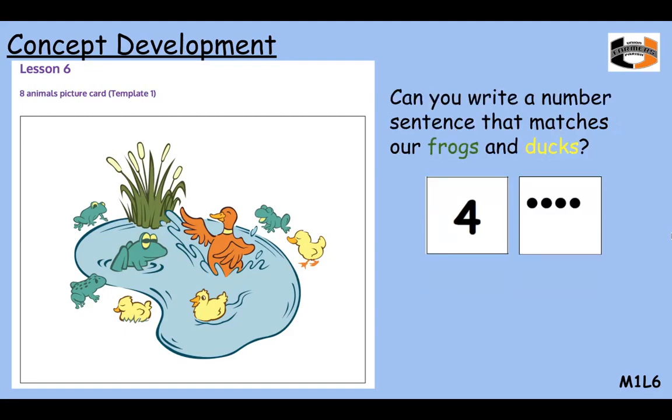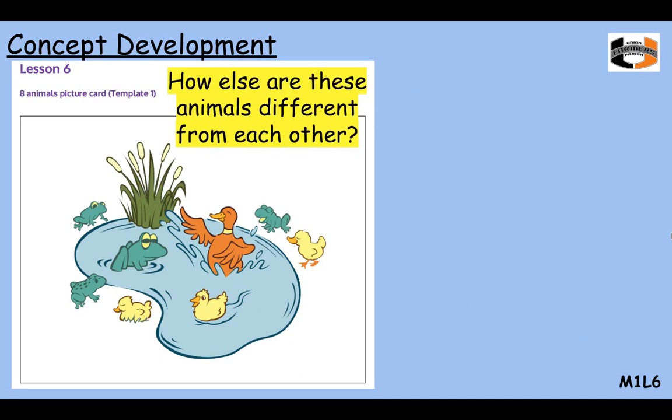Can you write a number sentence that matches our frogs and ducks? Four plus 4 equals 8. How else are these animals different from each other? Can you find some different groups?